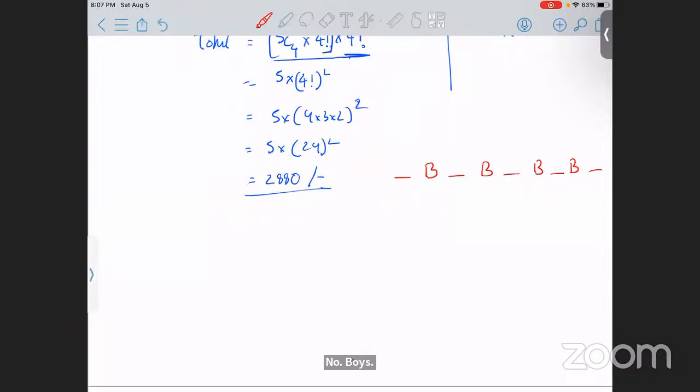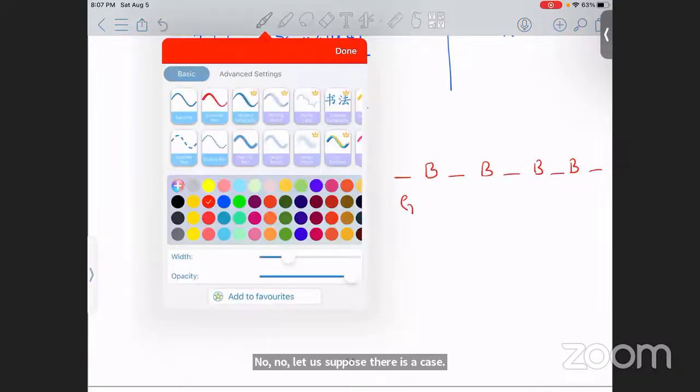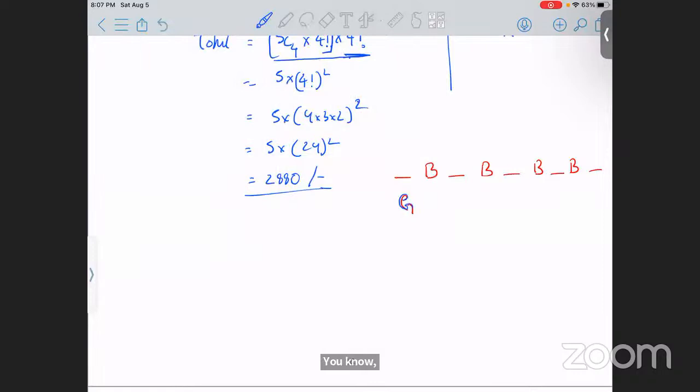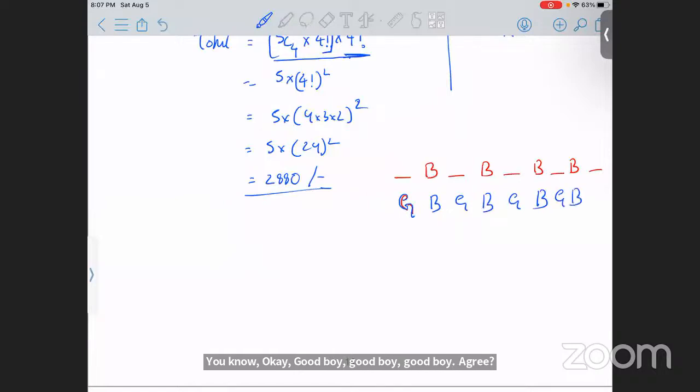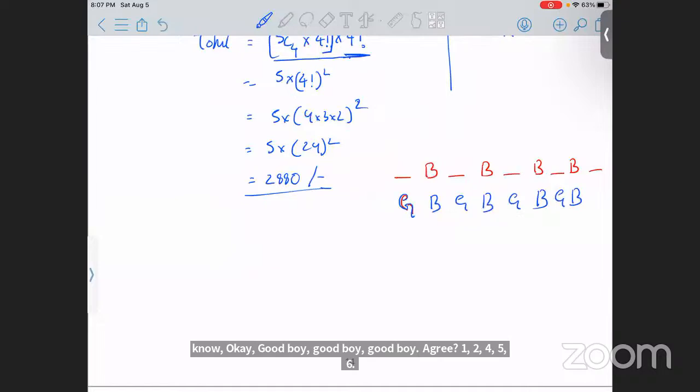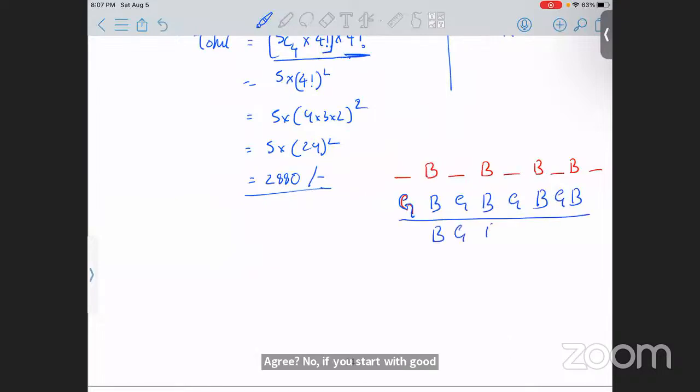Let us suppose there is a case. Now, girl is 5. We can start with girl: girl, boy, girl, boy, girl, boy, girl, boy, girl. Agree? Now, if you start with boy: boy, girl, boy, girl, boy, girl, boy, girl. Agree?